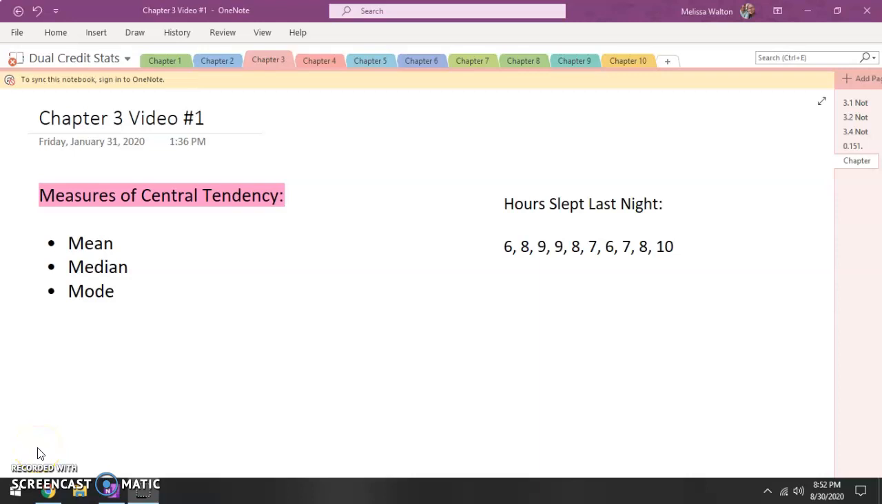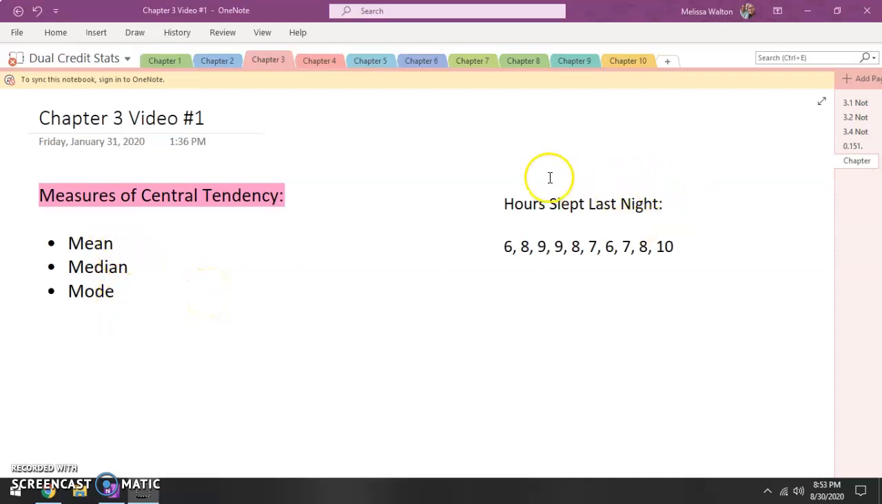Hello, this is Chapter 3, video number 1. This video is going to talk about measures of central tendency. These are the ones that you have probably learned in grade school. We have mean, median, and mode. We're going to real quick review these, and then we're also going to extend this to talk about what effect do outliers have on each of these.